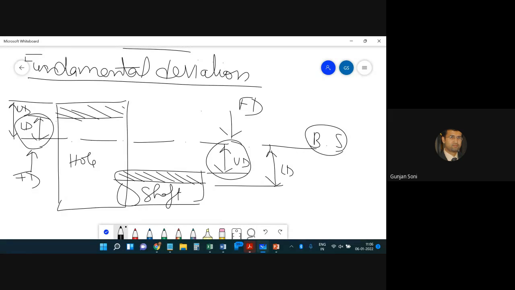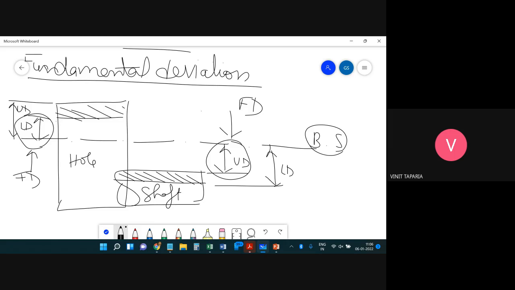Now, is it clear how fundamental deviation is found out? You can say that it is the closest boundary or closest dimension of the hole and the shaft with respect to the basic size. It can be 0 if your lower deviation is 0 for hole and upper deviation is 0 for shaft.